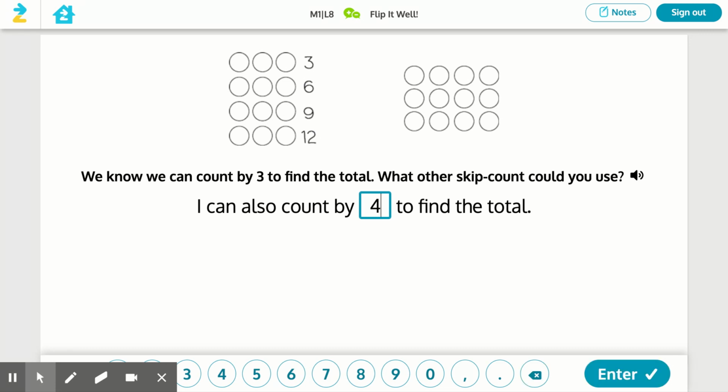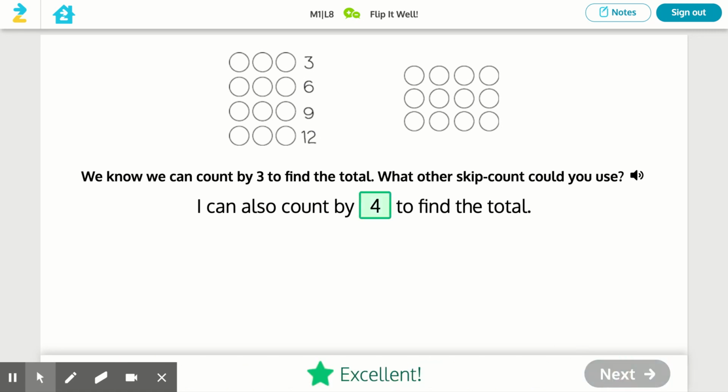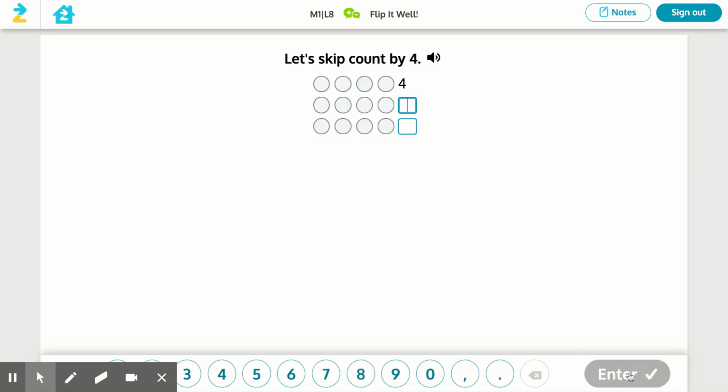Did you say 4s? Well, because our Nearpod, when we flip it over, now has rows of 4, we could also count by 4s to find the total. Let's skip count by 4s. If the first row is 4, what is the second row? Tell me in your Nearpod now, please.